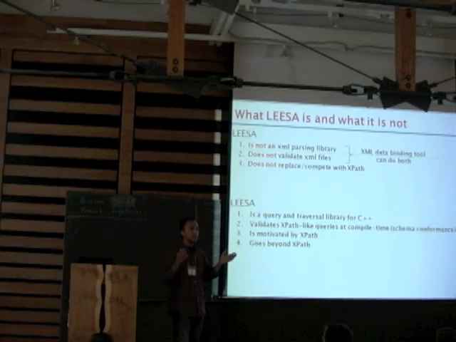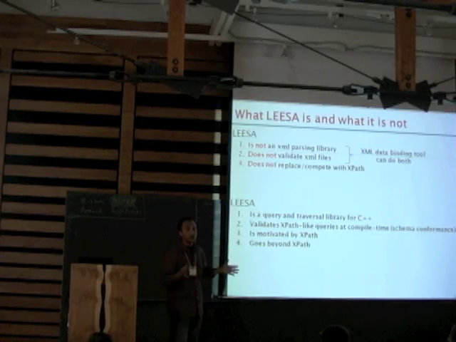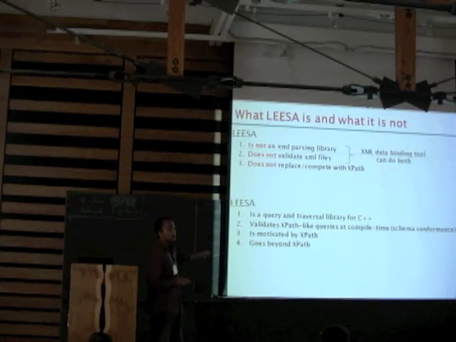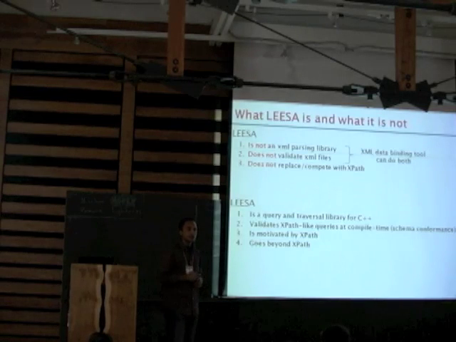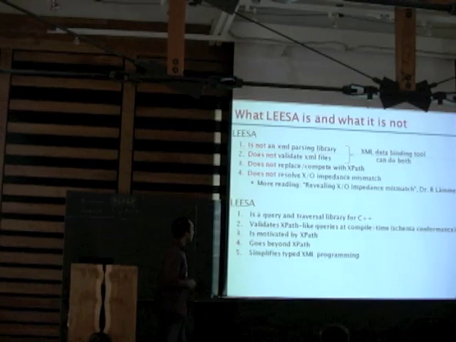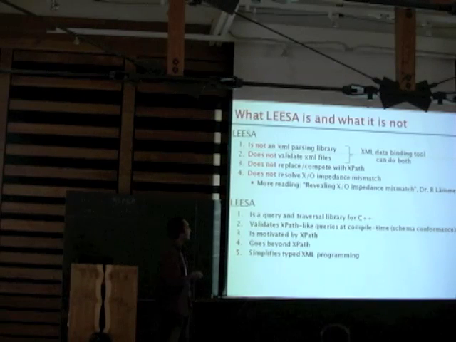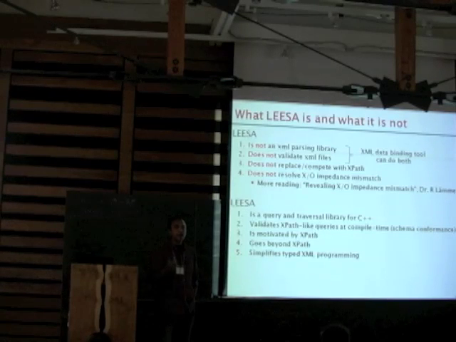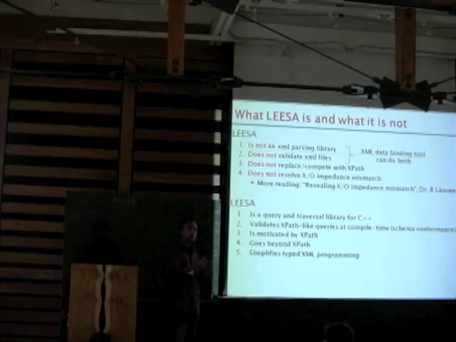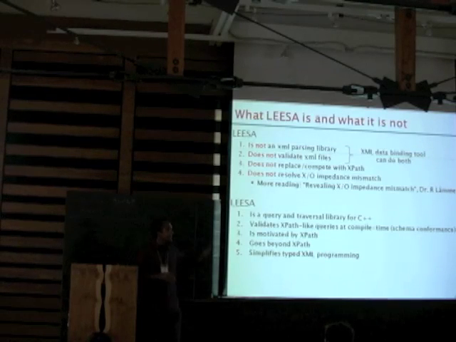It's basically meant for XML programming. I have to live with what is possible in C++. But at the same time, it goes beyond XPath, like visitors and some other things we discussed earlier. It does not resolve the XML impedance mismatch, a great paper by Dr. Ralf Lämmel. Basically, it talks about how data binding cannot reflect XML with 100% fidelity. It leaves behind some weird things, anonymous complex elements, regular types, those kinds of things. It's a great paper.